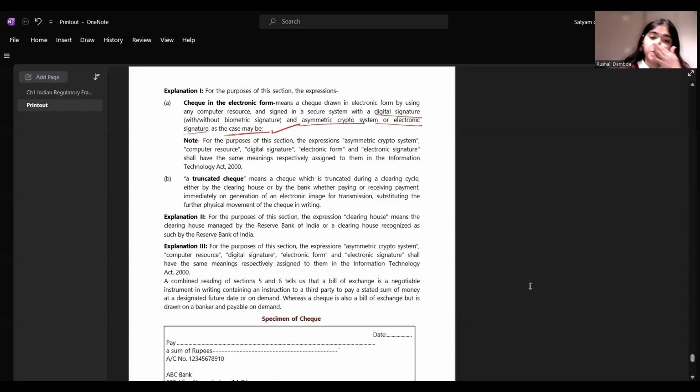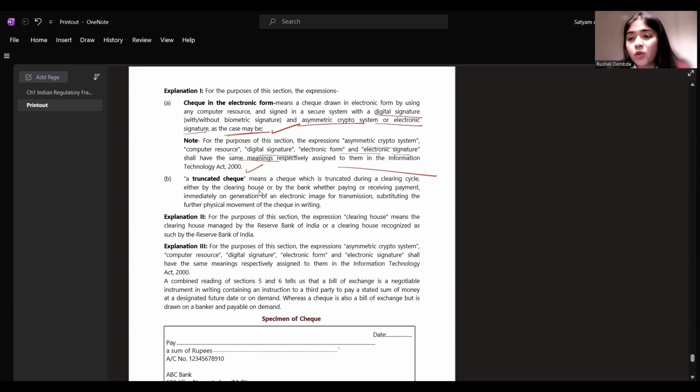Now, coming back: for the purpose of this section, the expressions asymmetric crypto system, computer resource, digital signature, electronic form, and electronic signature shall have the same meanings respectively assigned in the IT Act. DSC is a specified token given to a person, and only with that can they sign. That's a digital signature. It contains a password to unlock it. That is your digital signature. Asymmetric crypto system, they may give a crypto number to them, and that is how it works.